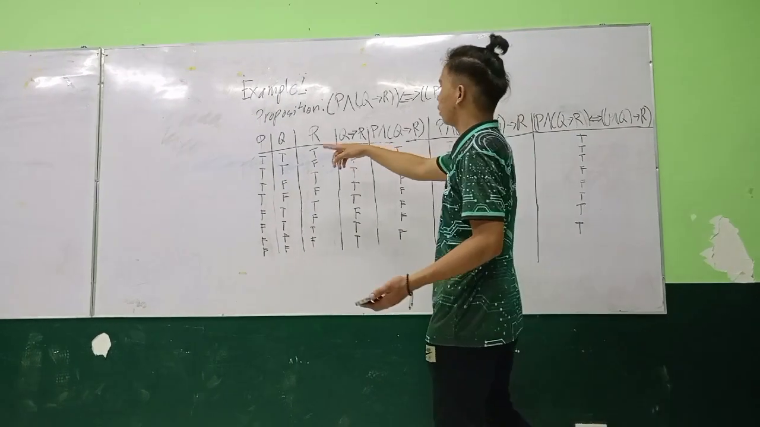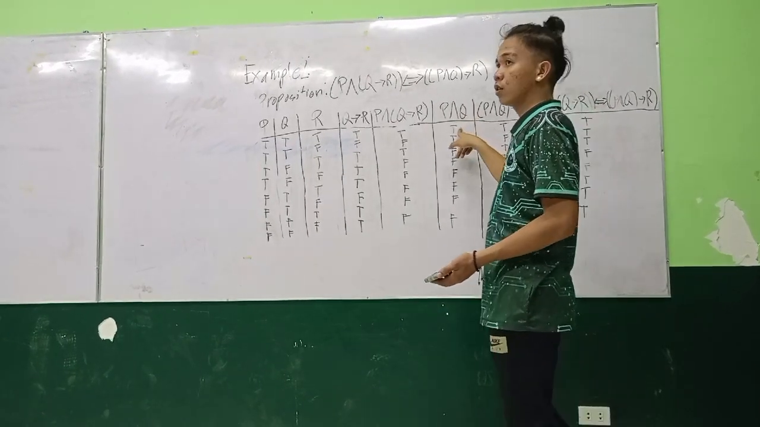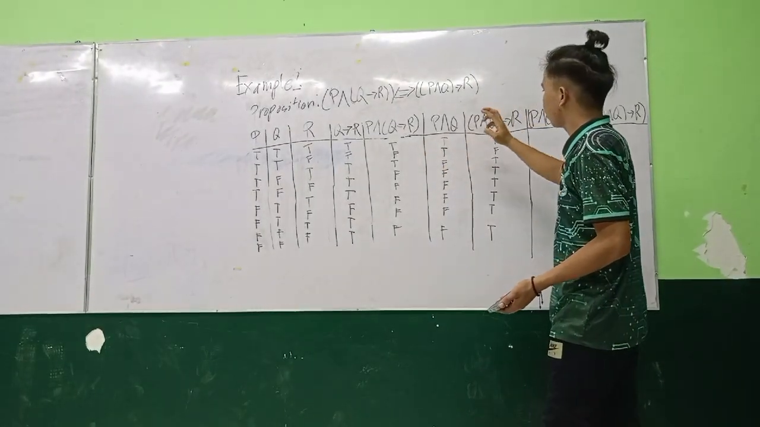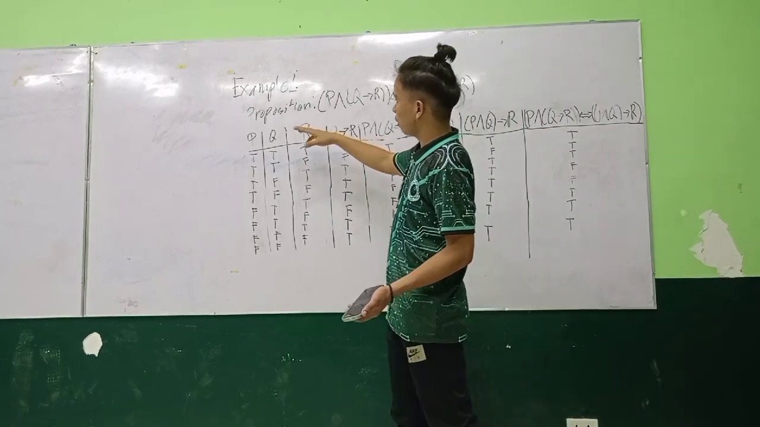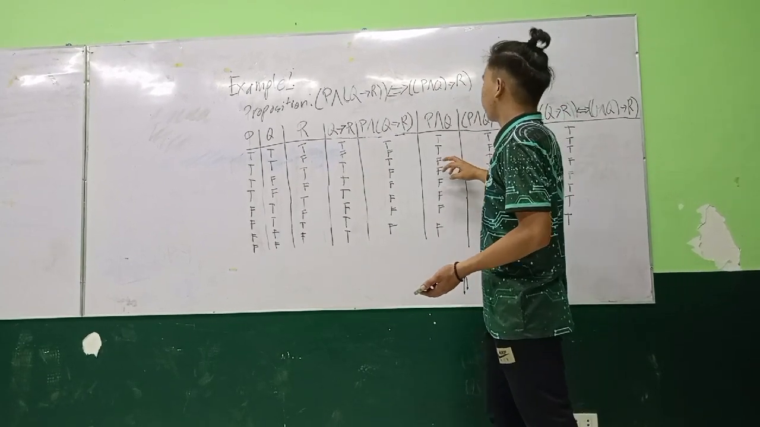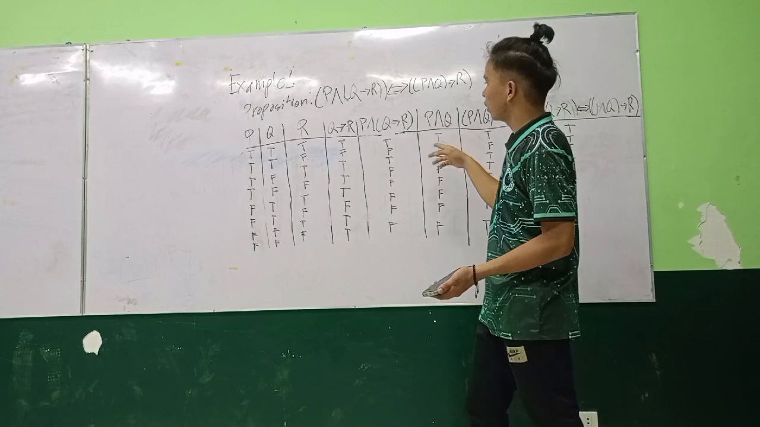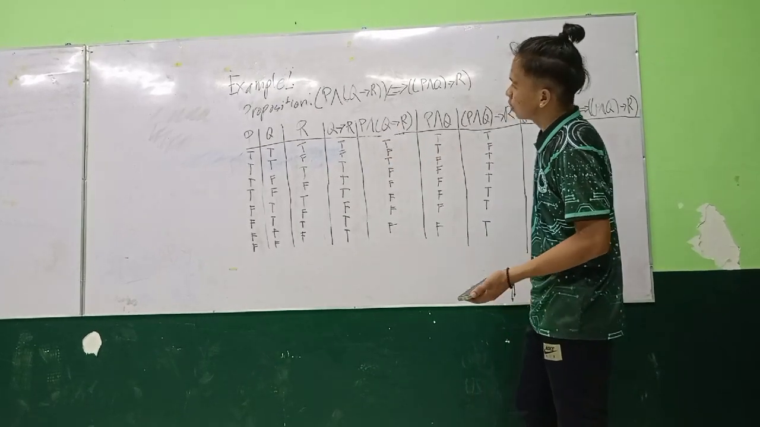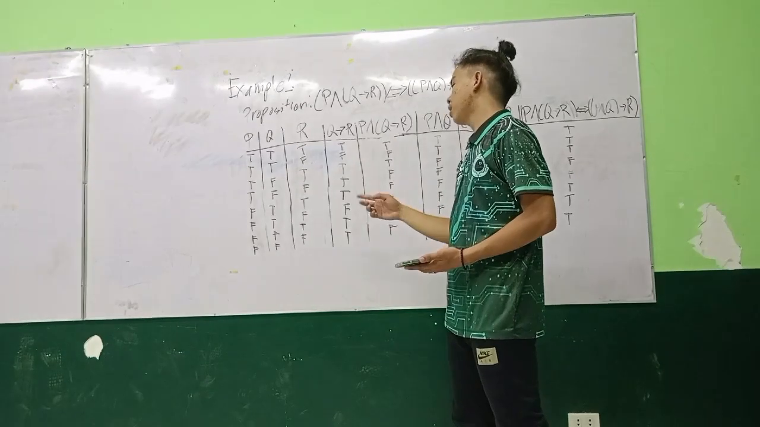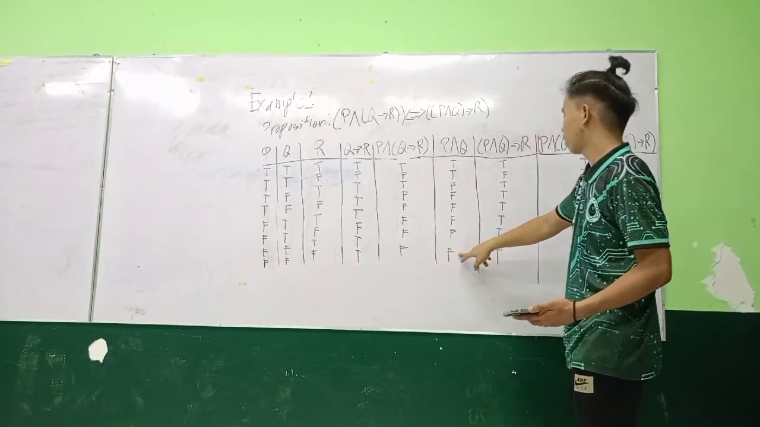So P and Q, P is true and both true, so P and Q is true. P is true, Q is true, so both are true, then true. Then here P is true and Q is false, so P and Q is false. P is false, Q is true, so false in P and Q. P is false, Q is false, so false. Then P is false, Q is false, so false.